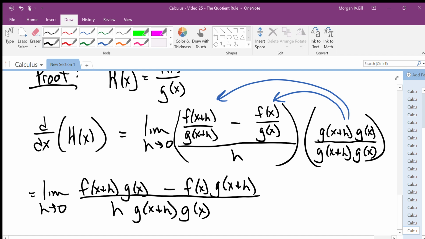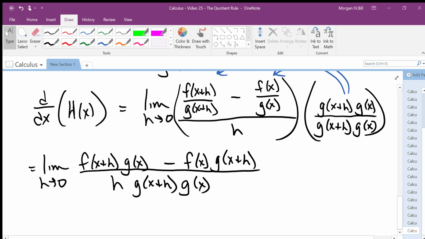Okay, now you'll notice that if I let h go to 0 at any point in here, the f of x plus h becomes f of x, the g of x plus h becomes g of x, and my numerator then becomes f of x g of x minus f of x g of x, which is 0. And my denominator, the h down there, goes to 0, so 0 times anything is 0, we get 0 over 0. So we're not out of the woods yet.